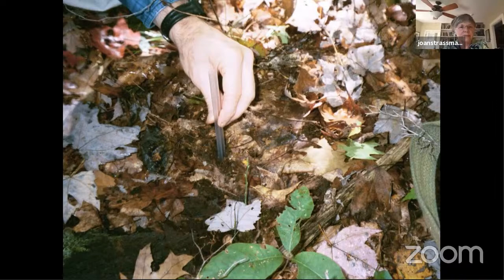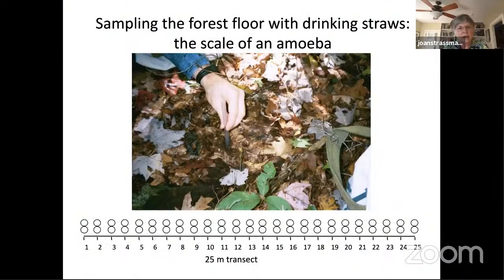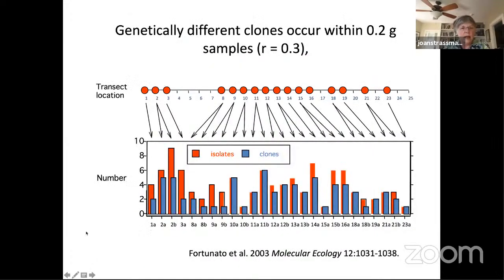So anyway, we collected what we thought might be on the scale of amoebas, a 25-millimeter transect at Mountain Lake Biological Station, taking pairs of samples. And then we cultured them and isolated fruiting bodies from these soil samples. And so here the red is the number of isolates and the blue is the number of genetically distinct clones. So you can see that we got lots of isolates. We got genetically distinct clones in these tiny 1/5 of a gram samples.